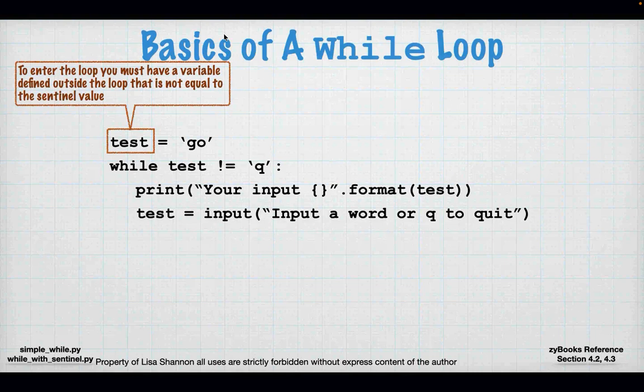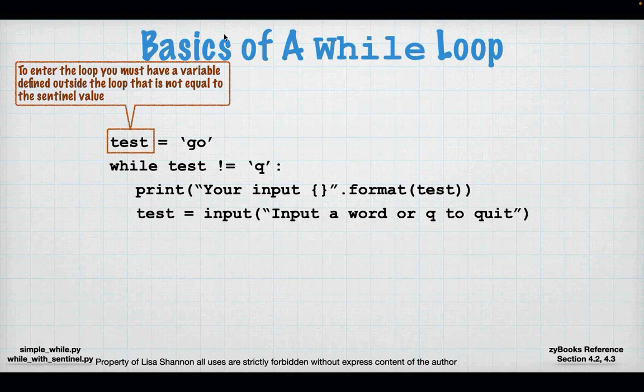The while keyword just says, Python, you're about to answer the same question repeatedly until it evaluates to false. Once it evaluates to false, that's it. The loop is done. So a while loop requires something called a sentinel value. And the sentinel value is what tells the loop to stop.